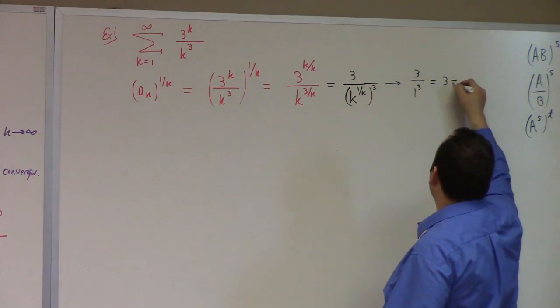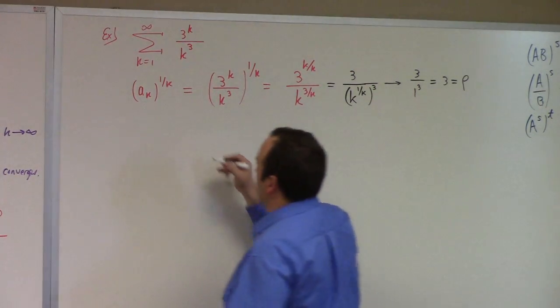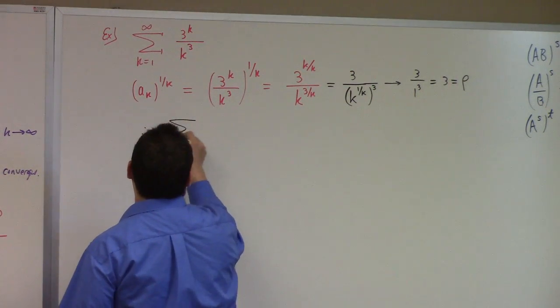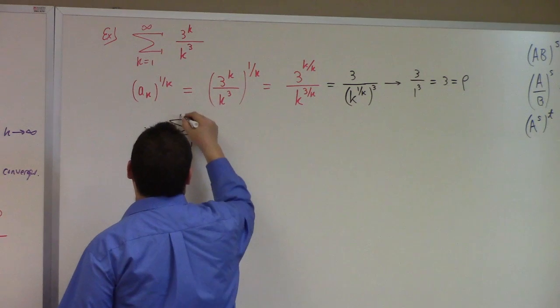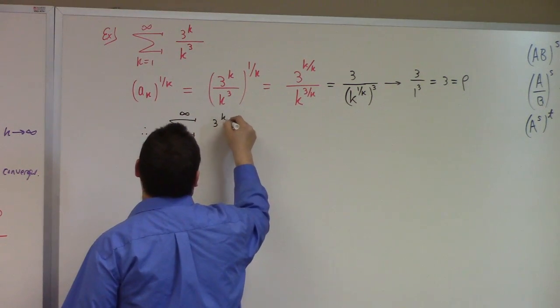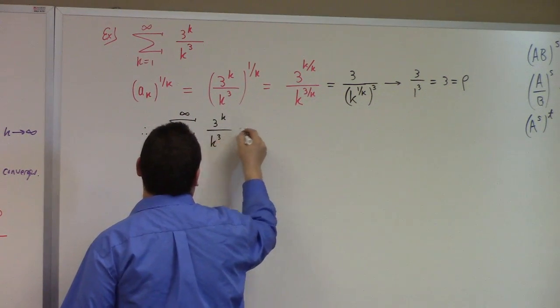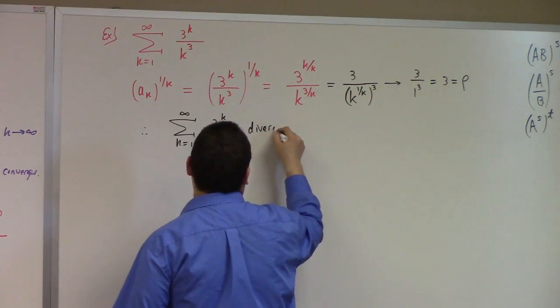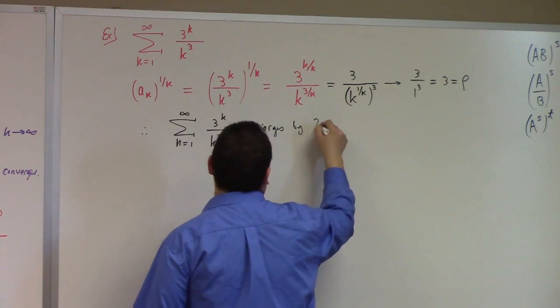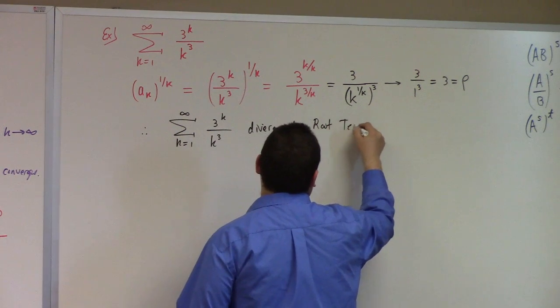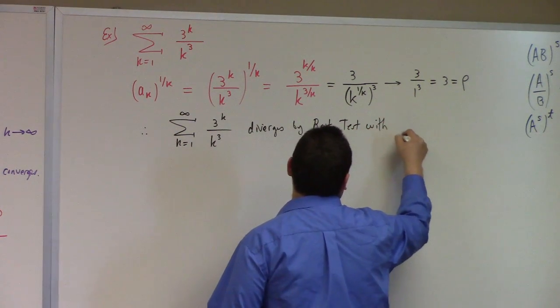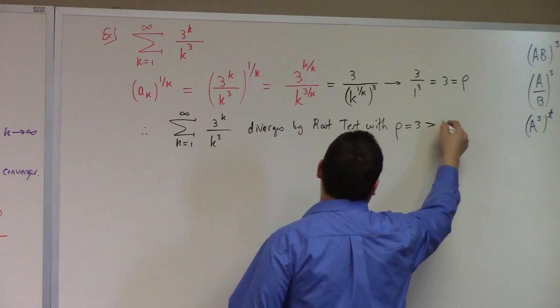So this is the root, the rho. Therefore, the sum k equals 1 to infinity of 3 to the k over k cubed diverges by root test with rho equals 3, which of course is greater than 1.